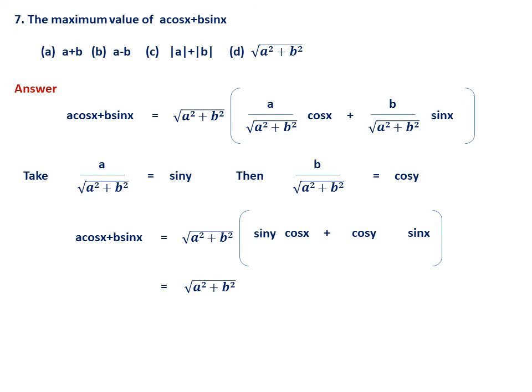Now, look at the quantity inside the bracket: sin y cos x plus cos y sin x is sin of x plus y. This is a very simple formula which you have studied last year. Now, you can guess what is the answer. See, sin of x plus y cannot be more than 1. Maximum value itself is 1. Therefore, the given quantity should be less than or equal to square root of a square plus b square. So, D is the option. You can remember this as a property actually: the maximum value of a cos x plus b sin x is square root of a square plus b square.